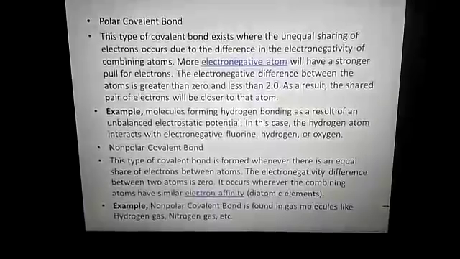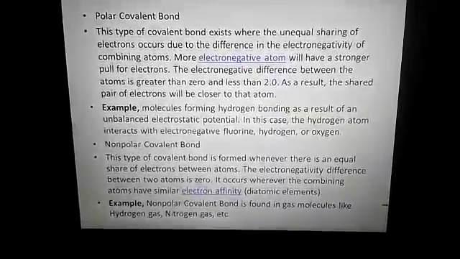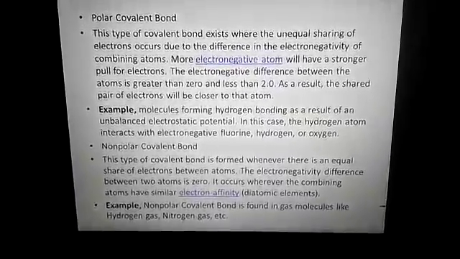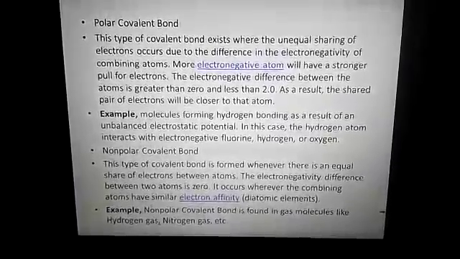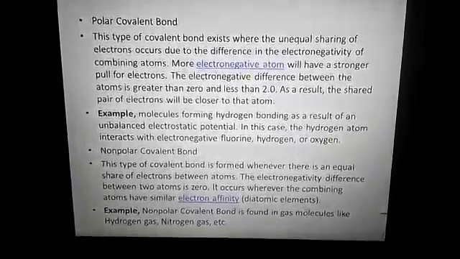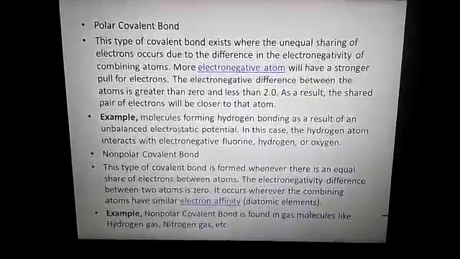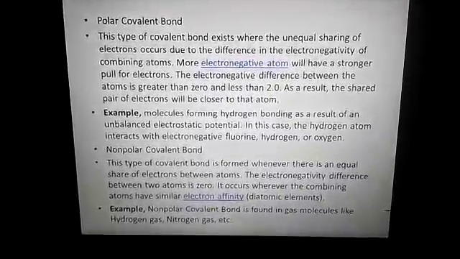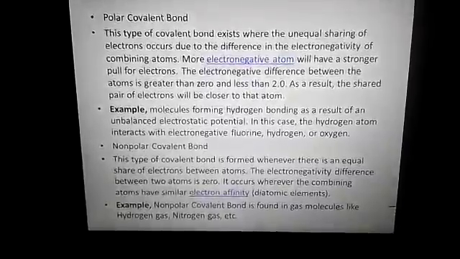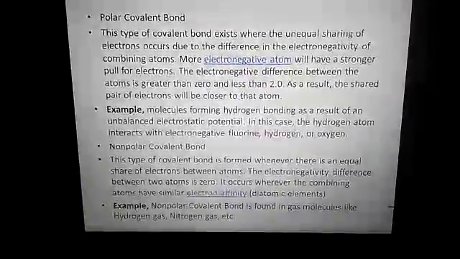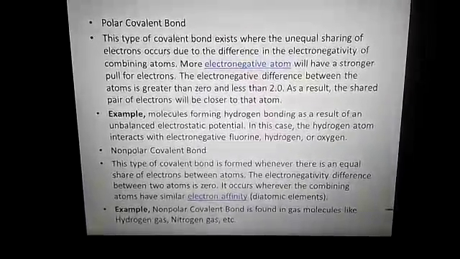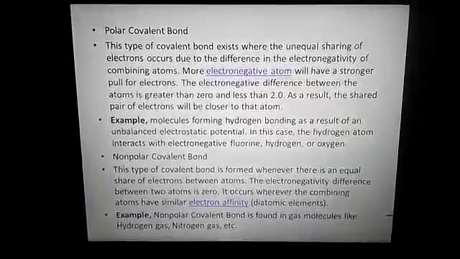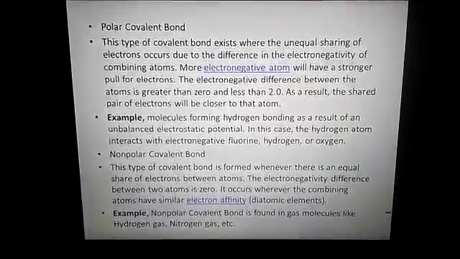That means negative charge shifts towards the chlorine atom. Thereby the hydrogen atom, whose electronegativity is 2, develops a slightly positive charge. Therefore, a polar covalent bond is formed in HCl. Other examples of polar covalent bonds are water, the water molecule, that is H2O.